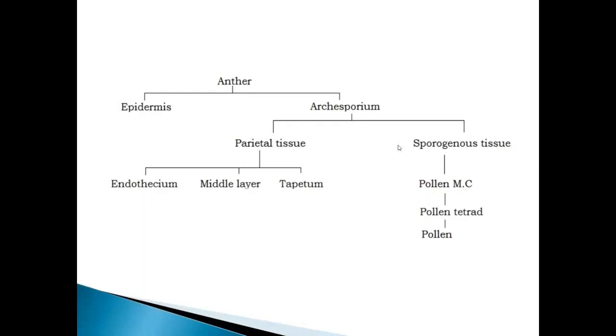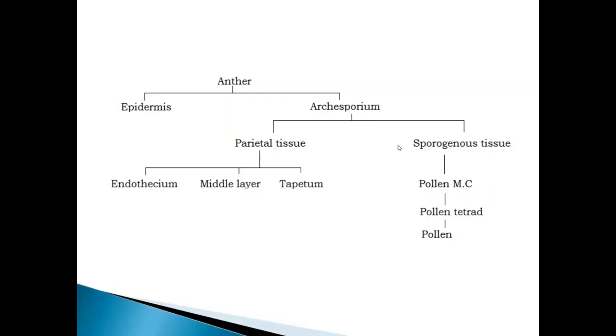When we enter the microsporangium or pollen sac, the anther consists of four layers. One is the epidermis, and the second is the archesporium.